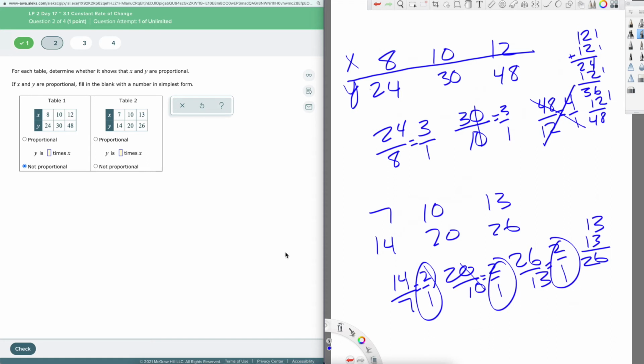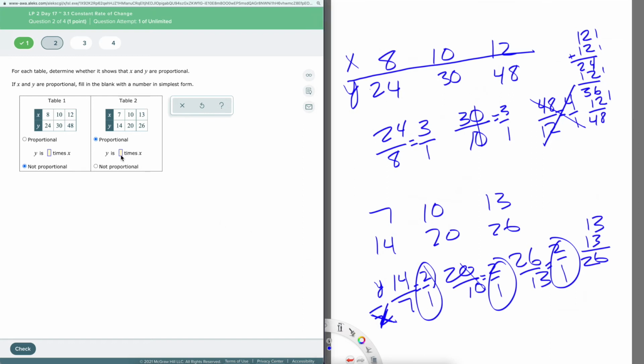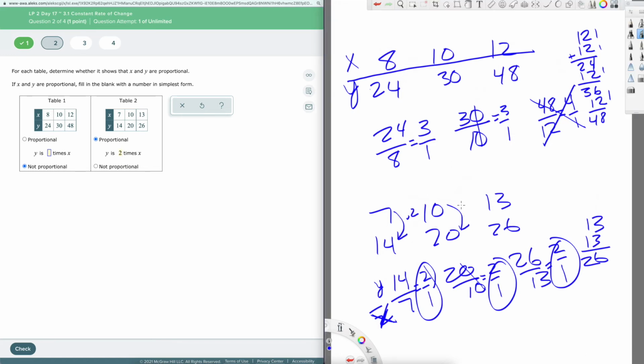So it is proportional. And this is telling me that y is 2 times bigger than x. So y is 2 times x. And if we tested that out every time, I'd have to multiply by 2 here to go from x to y. So that's also the relationship here.